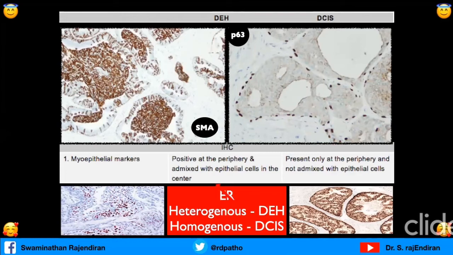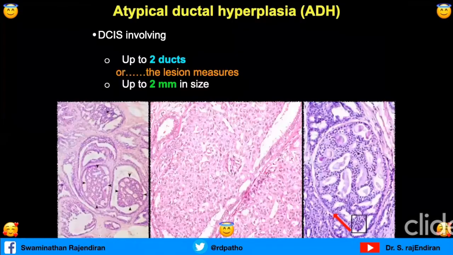Another very important thing, estrogen receptor. When you do estrogen receptor, it is heterogeneous in ductal epithelial hyperplasia because it has epithelial and myoepithelial cells. Whereas in DCIS, it's only epithelial cells, so it is more homogeneous. So P63 and ER may help you to differentiate DEH and DCIS.